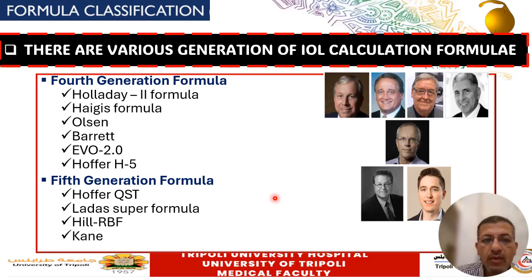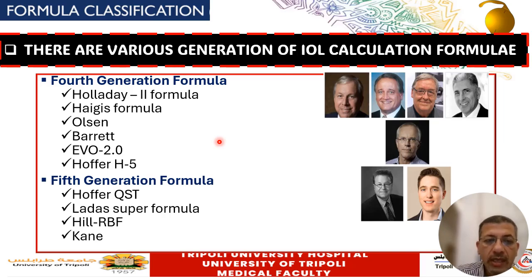Now the patients want an accurate measurement of the IOL. They cannot accept a postoperative refraction of more than 0.5 diopter for any reason. So the need for a highly accurate IOL formula that accurately predicts the effective lens position became a necessity for all doctors. And now the fourth generation is going on, the top most being the Holladay 2 formula, the Haigis formula, the Olsen formula, the Barrett Universal 2, the EVO formula and the Hoffer H5 formula. All these belong to the fourth generation. And now these IOL formulas are widely used to a large extent by doctors in different parts of the world.